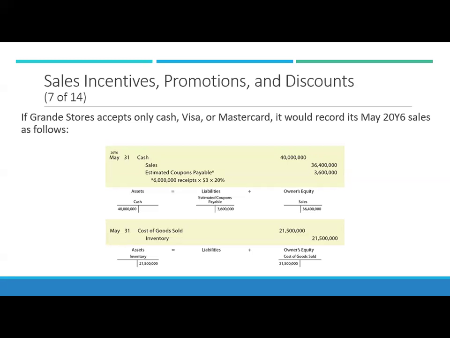So we collect 40 million in cash from customers at the time. Our sales amount is 36.4 million, and our estimated coupons payable is 3.6 million. Then when these coupons get redeemed, it's not going to reduce our future sales. It's going to reduce our coupon payable liability. And when we reach August 31st, when all these coupons expire, we're going to reconcile our liability account to zero. That's either going to increase or decrease sales at that time. And then our cost of goods sold is the amount that they give us.